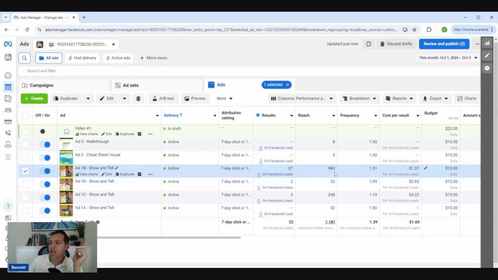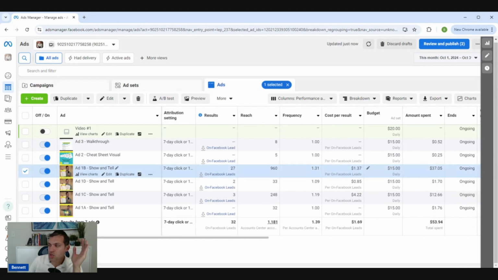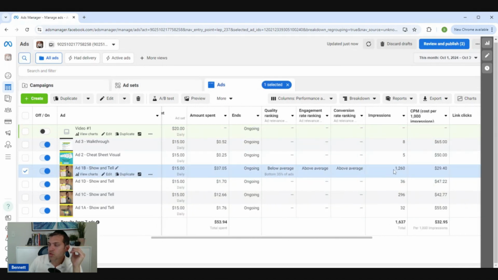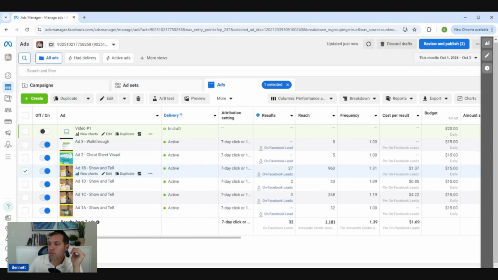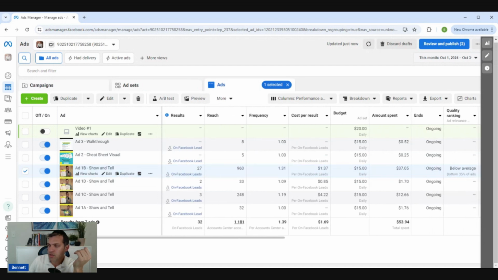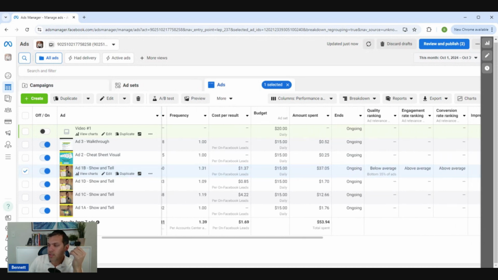So therefore, even though it reached 960 different accounts, the impressions are going to be a little bit more. It's 1,260. And the reason why is because some people, 0.31 of them, saw it more than one time. So that's why the impressions is higher than the reach, which to me, honestly, the reach doesn't really mean anything. That just means the algorithm's figuring its thing out. So that's really not such an important metric to me.